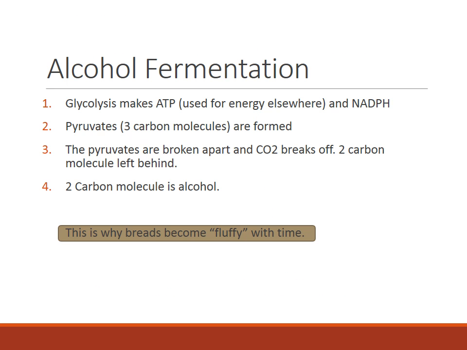Alcohol fermentation is a lot like lactic acid fermentation, with one major difference. Basically, number one, we start off, glycolysis makes ATP and NADPH. Number two, same thing as the last process, pyruvates, these 3 carbon molecules, are going to be created, and then these pyruvates are going to be converted. But before they're totally converted, we break off a carbon dioxide molecule to make them work properly. Basically, this carbon dioxide is going to become a gas that is released.